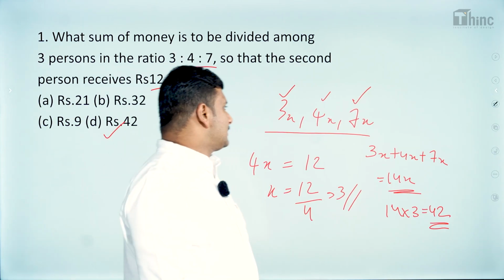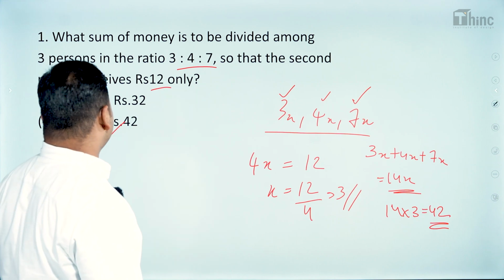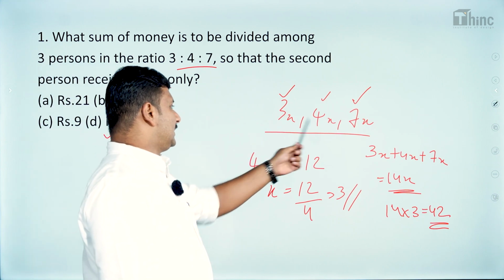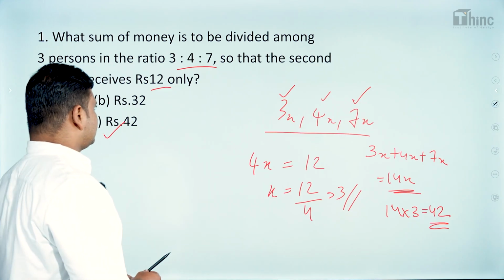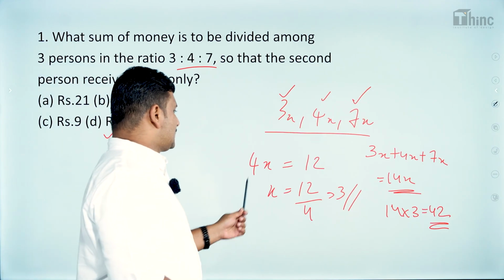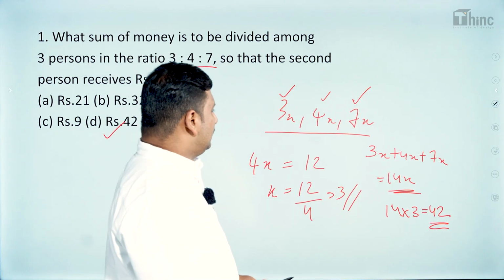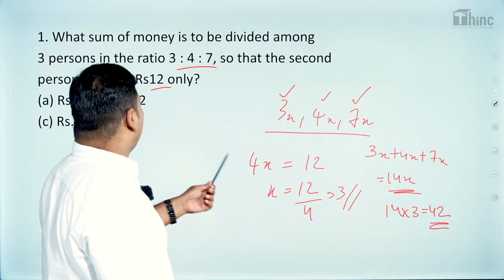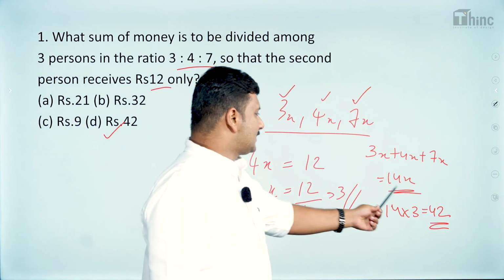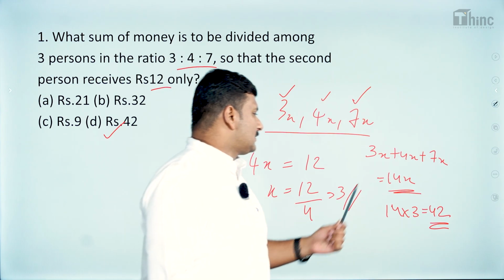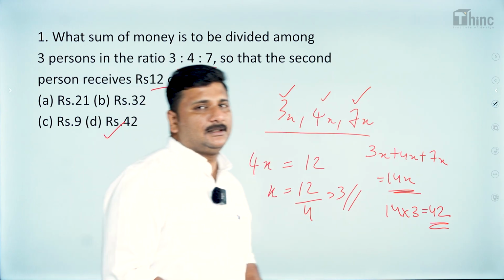So I'll just summarize this. Three persons have money in the ratio of 3:4:7. So the money which the first person receives will be 3x, the second person receives 4x and the third person receives 7x. And the second person receives 12. So 4x is 12, so x will be 3. Then we need to find out the sum of the money, which is 3x plus 4x plus 7x, that is 14x. We know that x is 3. So the total will be 14 into 3, which is 42. So 42, option D will be the correct answer.